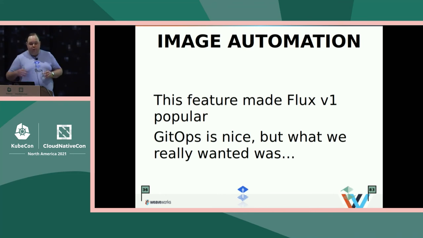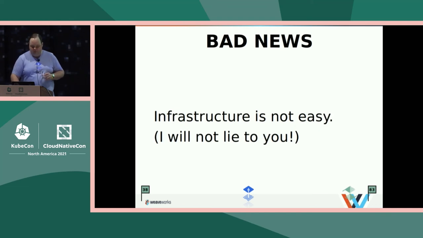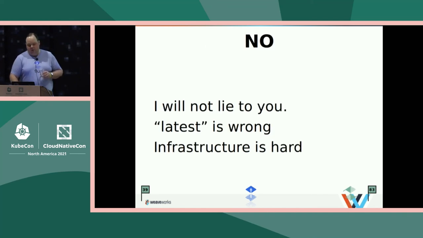So GitOps is great, but what we really wanted was it should be easy. Everything should just happen. We don't want to really think about it. And CD, if it gets out of the way, that's great. That's what we wanted. We don't have to look at it. Super. Infrastructure is unfortunately not easy all the time. And so this is a little harder than it was in the past because we're building infrastructure. We're not just building CD, right? These are composable units of abstraction that you can use for any purpose that you can imagine.